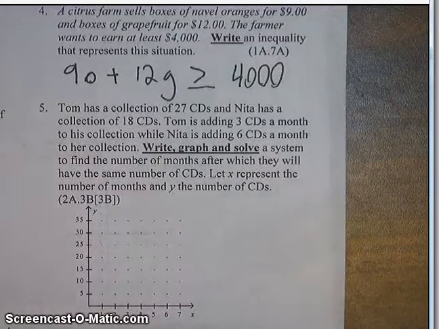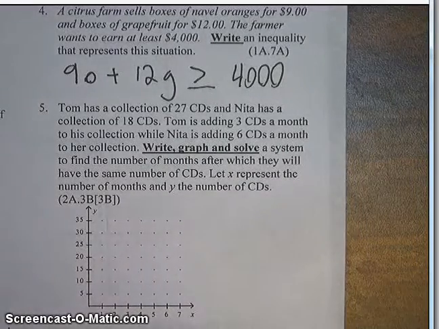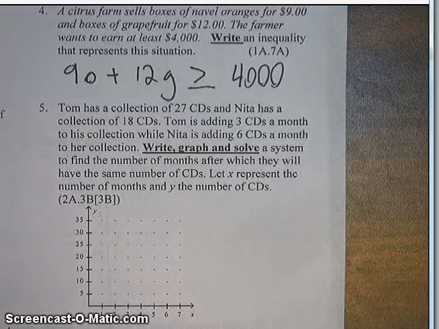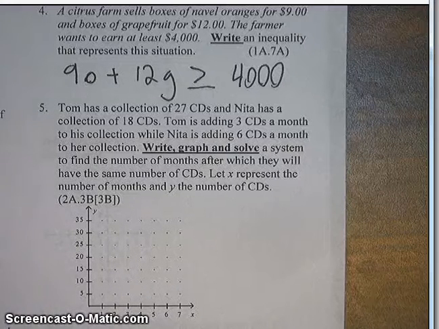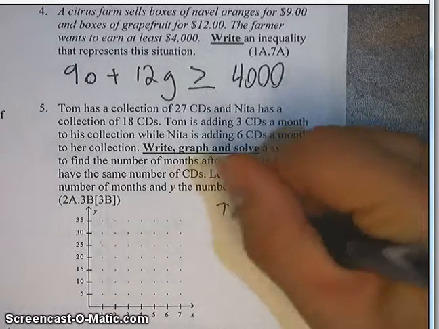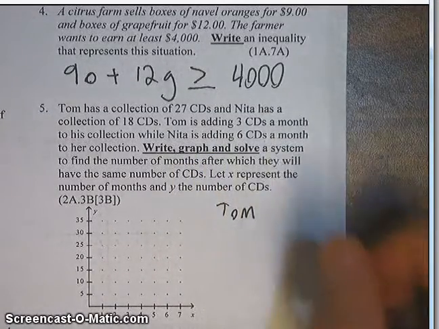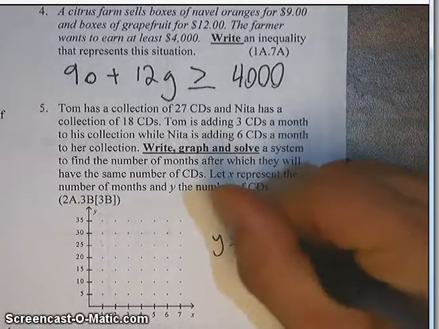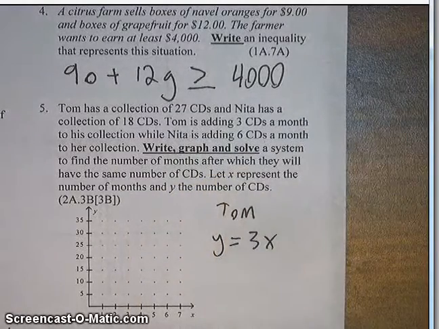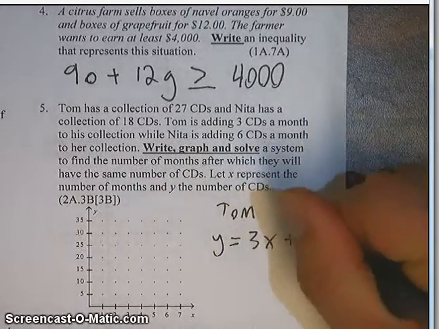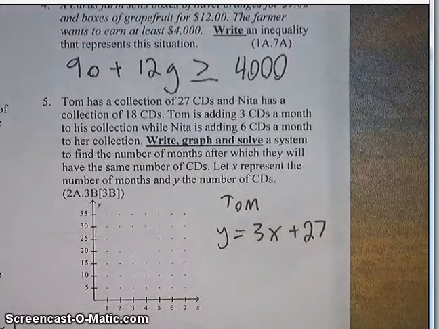Tom has a collection of 27 CDs and Nita has a collection of 18. Tom is adding 3 CDs a month to his collection while Nita is adding 6 CDs a month to her collection. Write, graph, and solve a system to find the number of months after which they will have the same number of CDs. Let X represent the number of months and Y equals the number of CDs. Let's do Tom first. Tom's CDs, he has 27 CDs. He's adding 3 CDs a month. So Y equals 3X, because X is the number of months, plus the 27 he started with.